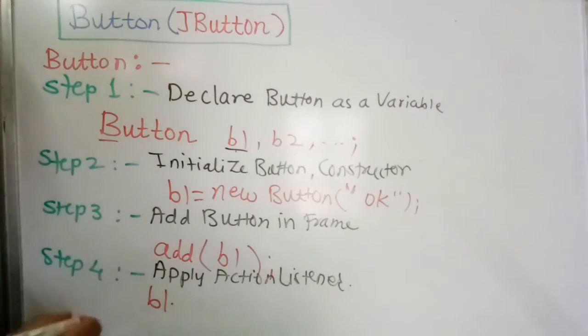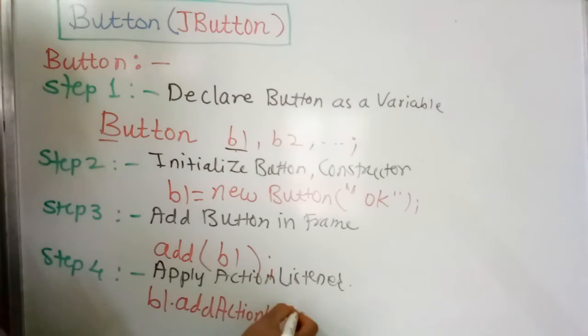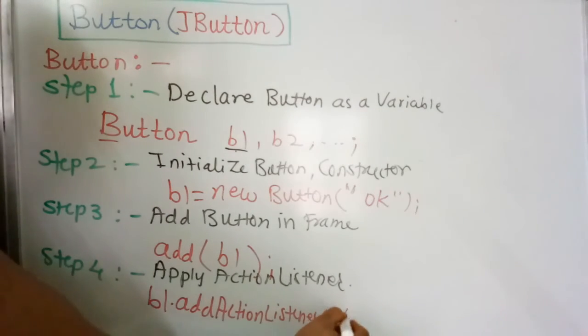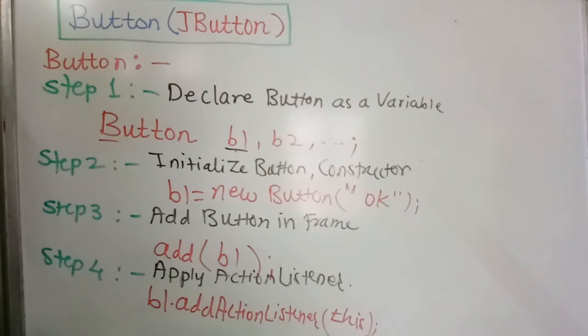This is a standard method. Add has a small a, action has a capital A, and listener has a capital L. It uses camel casing. In add action listener, we have to pass the argument that is known as this, which will indicate the button event. So this is the standard mechanism of using the button in our program.